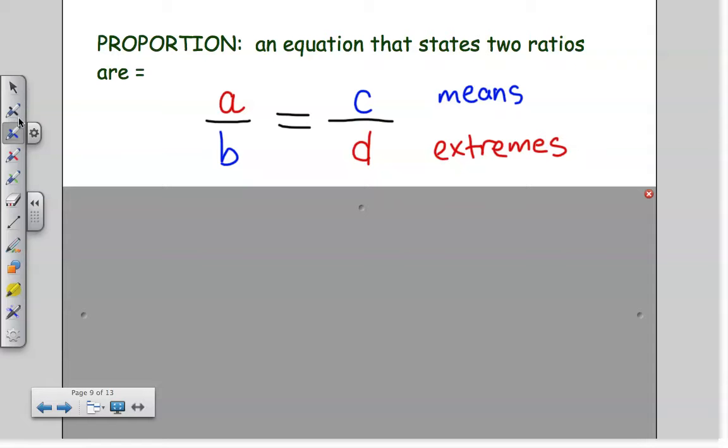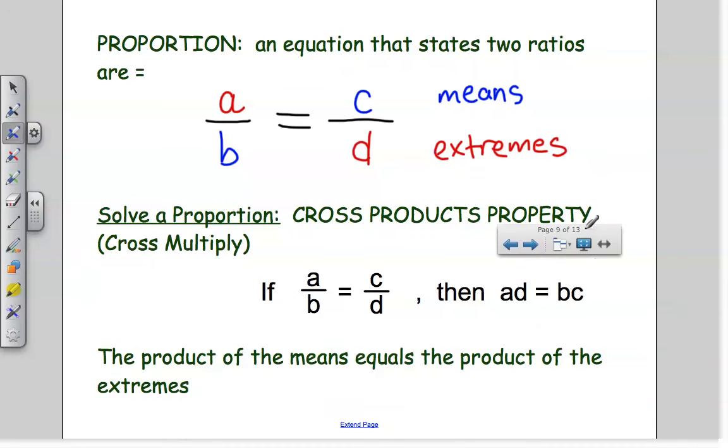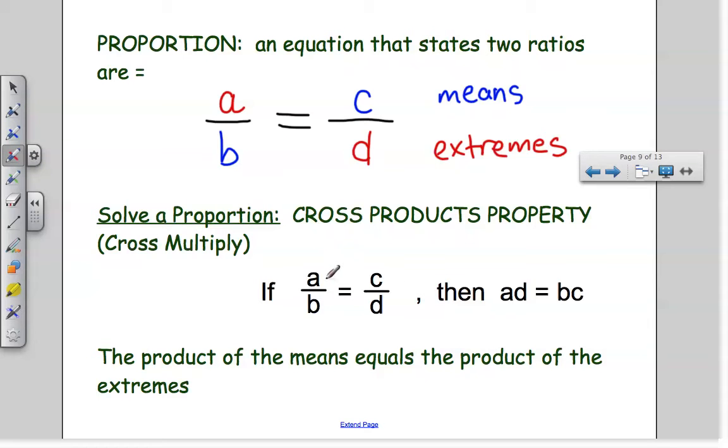And why is it important that they're diagonal from each other? Because you know that the way to solve a proportion is to cross multiply. To solve a proportion, it's called the cross products property. If we have one fraction equals another, a over b equals c over d, then we cross multiply. We say the product of the extremes, which would be a and d, equals the product of the means. b and c are in the two spots called the means, so a times d equals b times c.